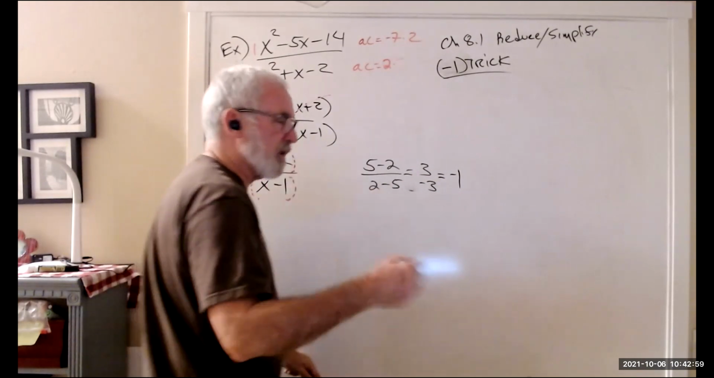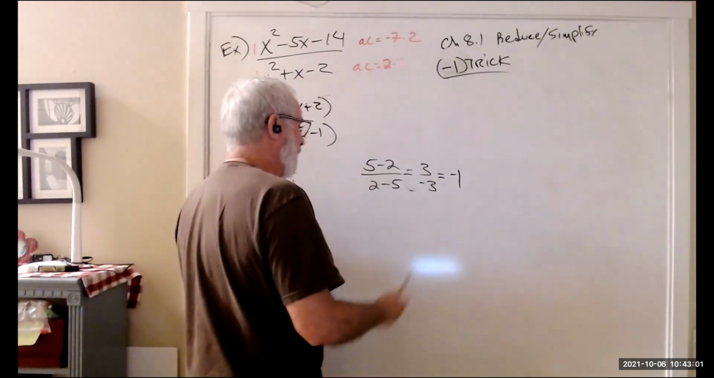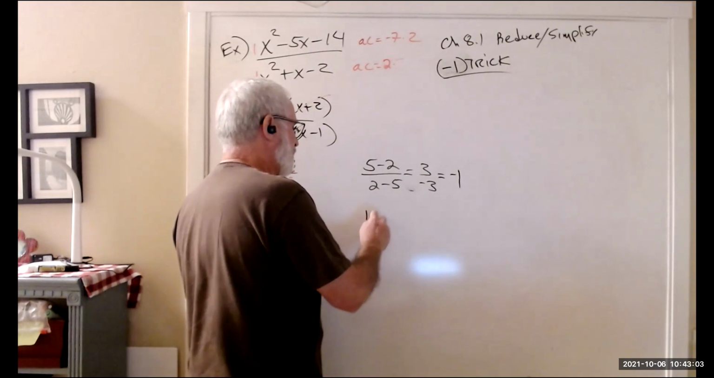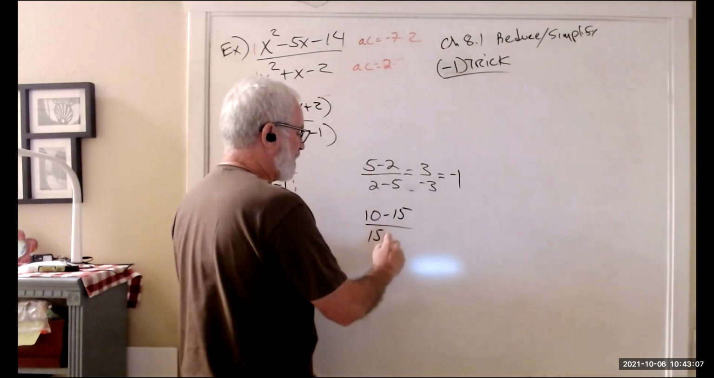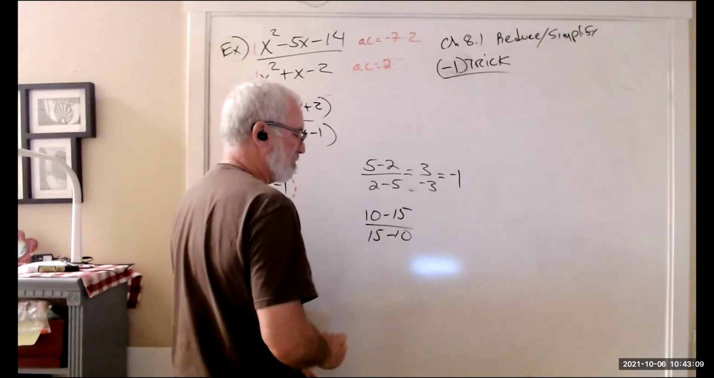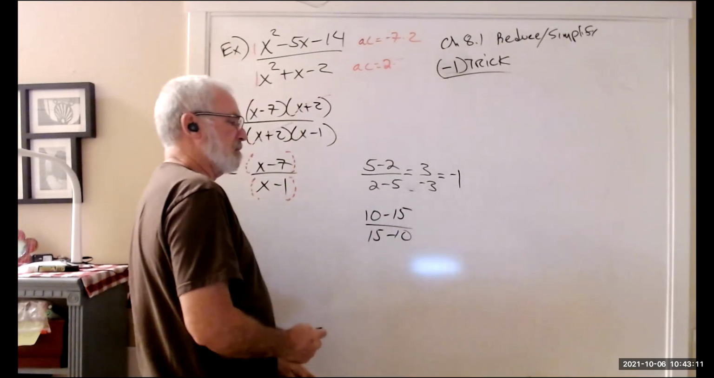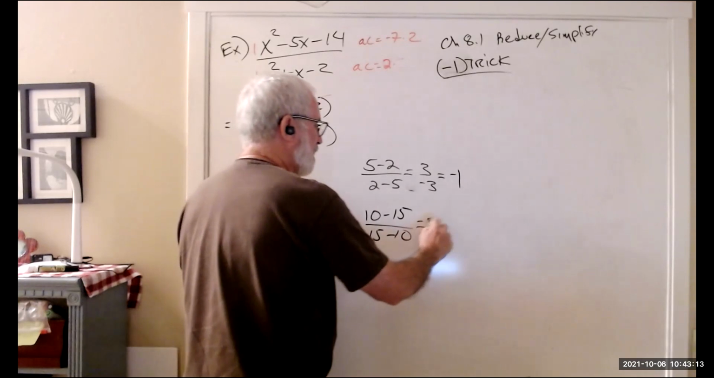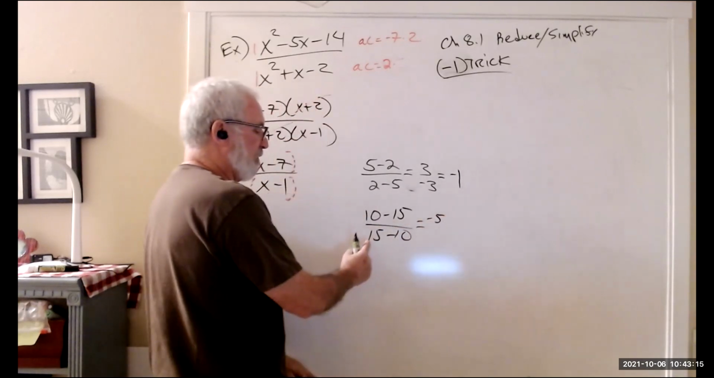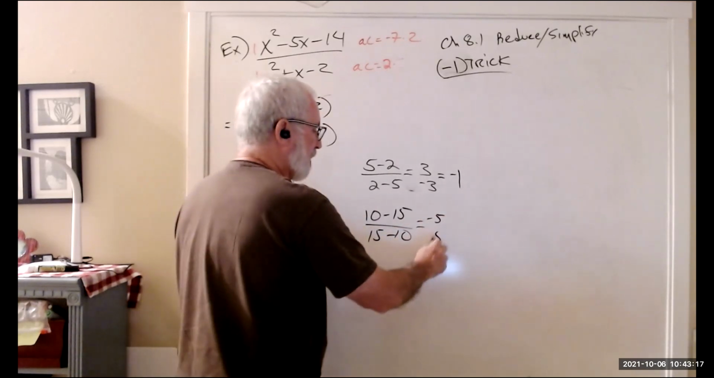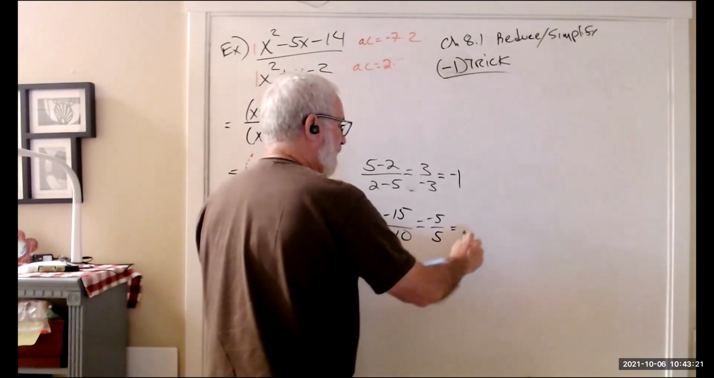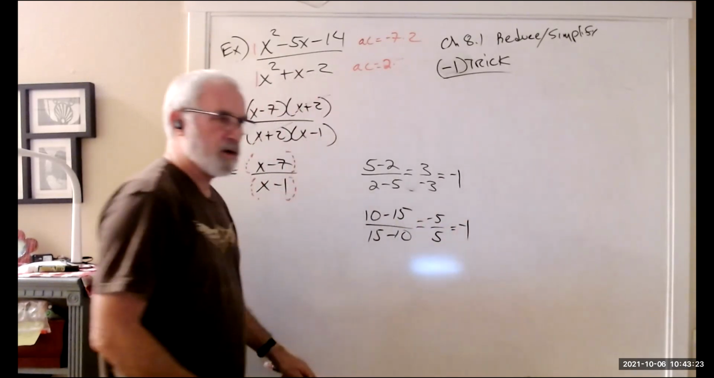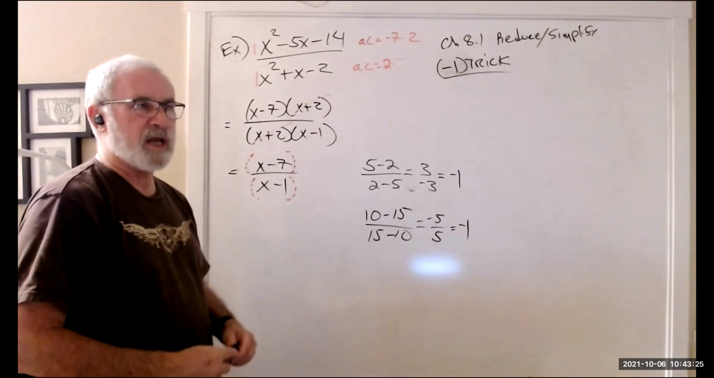Okay, there's a method to my madness. Just hang with me for a minute. Okay, 10 minus 15 and 15 minus 10. 10 minus 15 is -5. 15 minus 10 is +5. But when you reduce them, it becomes -1. They reduce out to a -1.